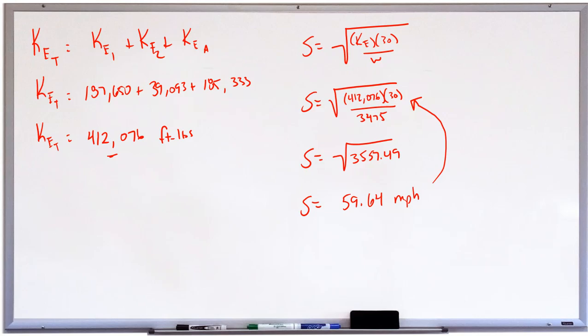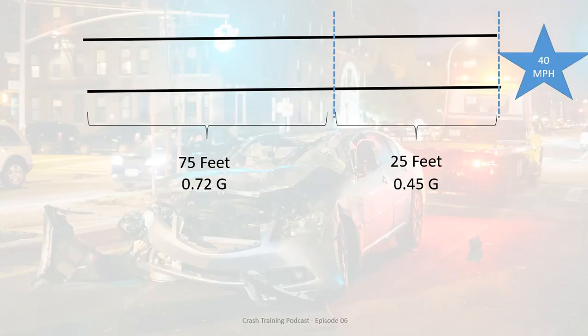So now I can look back at my diagram, and I know everything I need to know about this crash. I know that the driver came in at the start of the skid with 412,076 foot-pounds of energy, or a speed of 59.64 miles per hour. And just like, let's say if I wanted to know what his speed was right here.